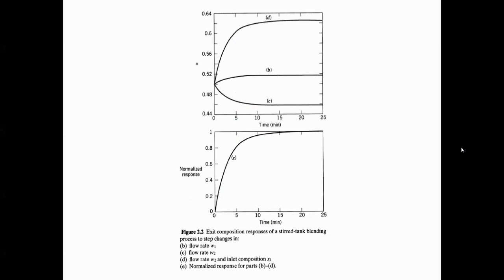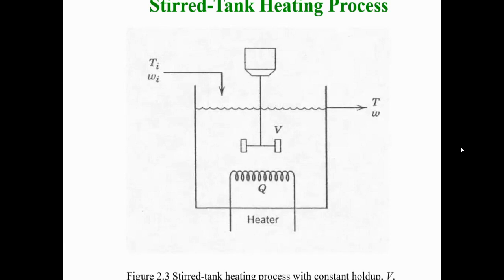We can see here in figure 2.2 the exit composition responses of the stirred tank blending process to step changes in flow rate w1, given by B in the middle, then flow rate w2 in C, also in the middle, and then inlet composition x1, E on the top, and the normalized response for parts B and D, which is the figure at the bottom. So there is one example.